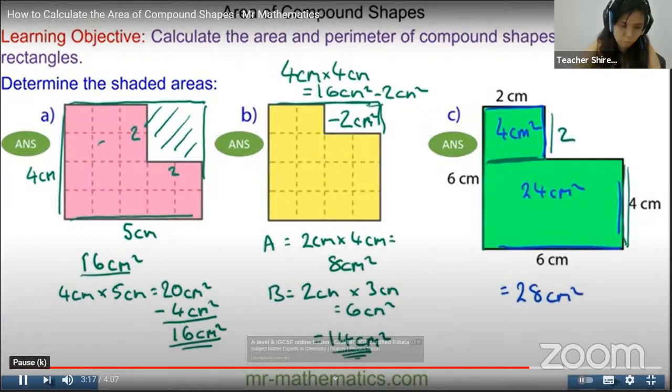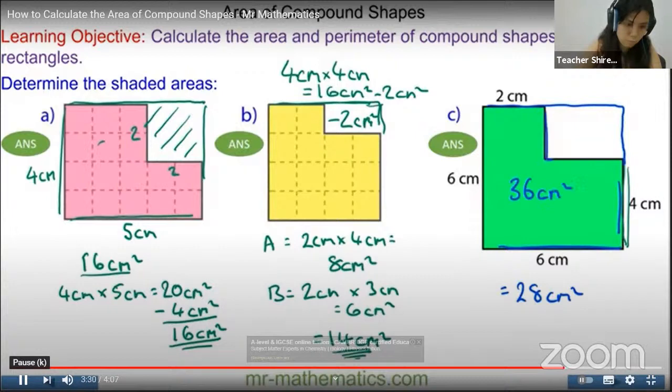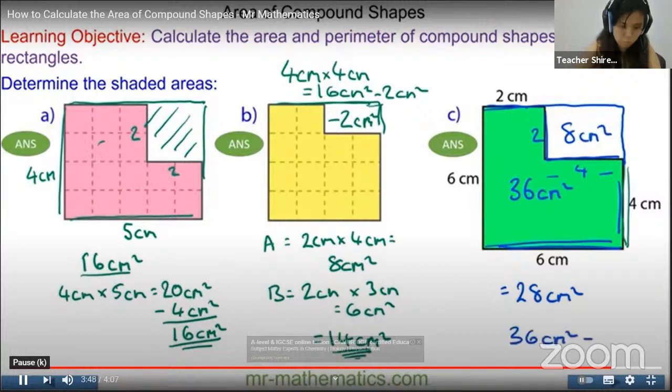Again, we can see it as the difference of two rectangles. So we have the biggest rectangle, which in this case is a square of 6 by 6. Take away the rectangle in the corner, which we know is 2 by 4, because this is 2 and this is 6, so this must be 4, which is 8 centimeters squared. So we have 36 centimeters squared minus the 8 centimeters squared, which again is 28 centimeters squared.